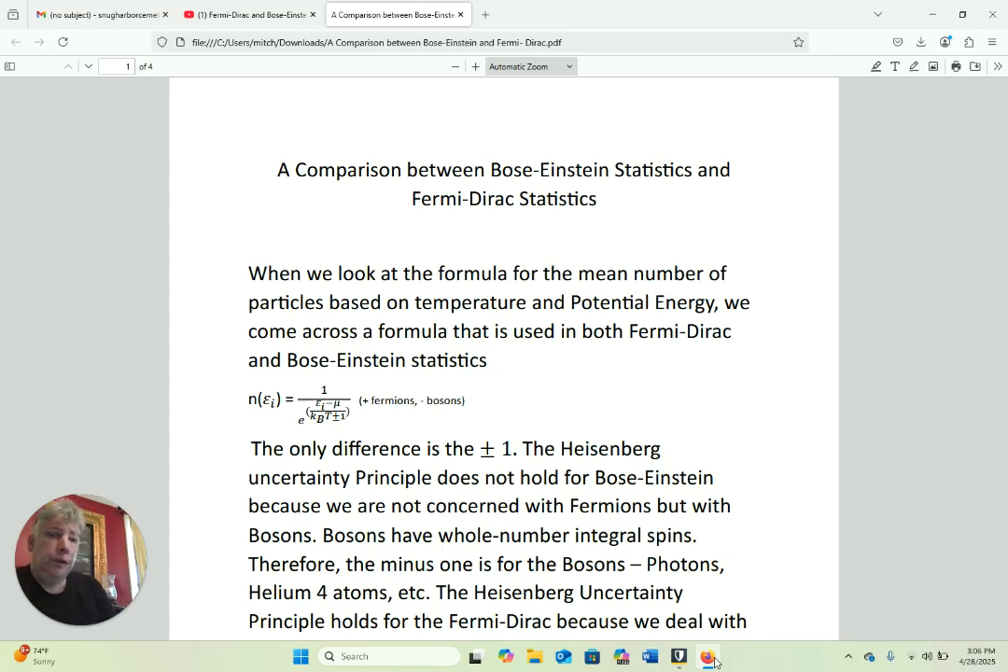So we have a formula here, and this formula represents the mean number of particles based on temperature and potential energy. This formula is used in both statistics, for Bose-Einstein and for Fermi-Dirac, but this term is not used in both. It's either going to be +1 or -1, and that's the difference. The +1 is when we're dealing with Fermi-Dirac, and the -1 is when we're dealing with Bose-Einstein statistics. So let's talk in terms of that and how all this comes into play.